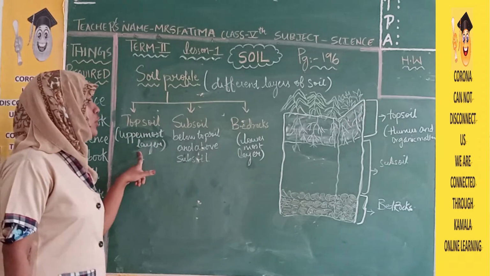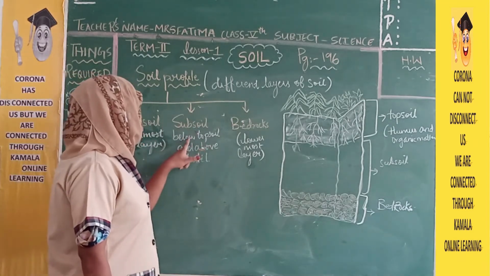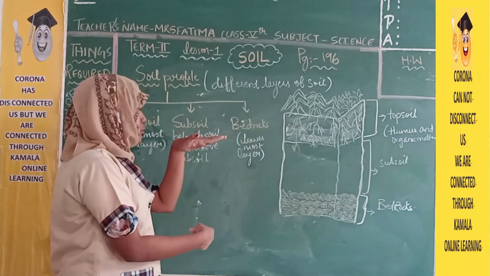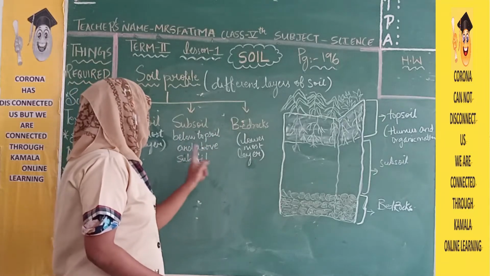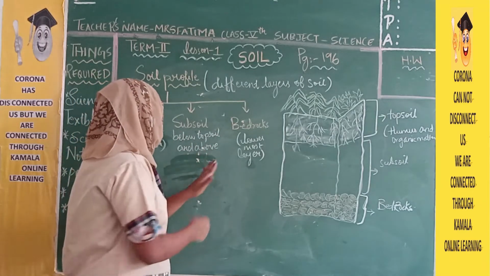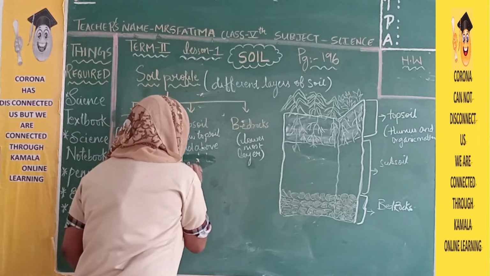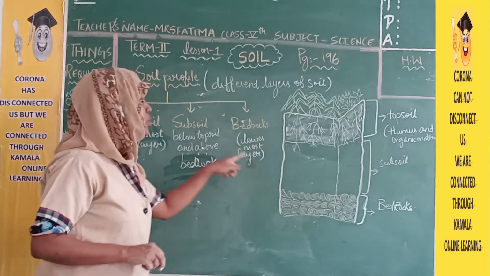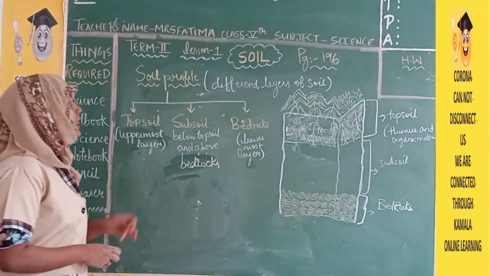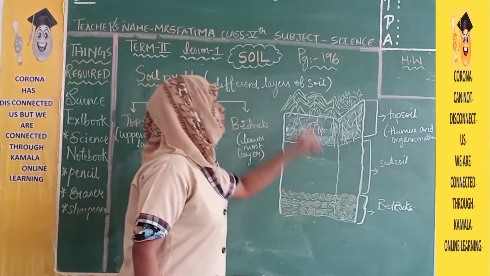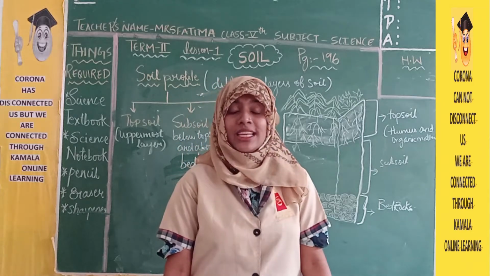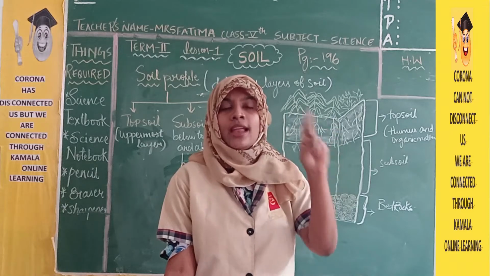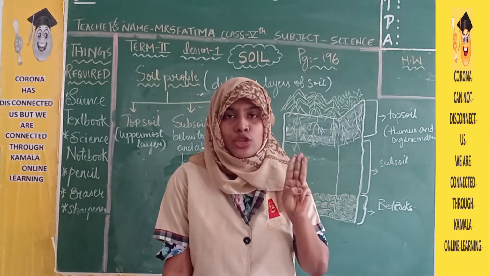Topsoil is the uppermost soil. Subsoil is between the topsoil and bedrock, below topsoil and above bedrock. And bedrock is the lowermost layer. So we have 3 layers. Soil profile means different layers of soil. Soil has 3 layers: topsoil, subsoil and bedrock.